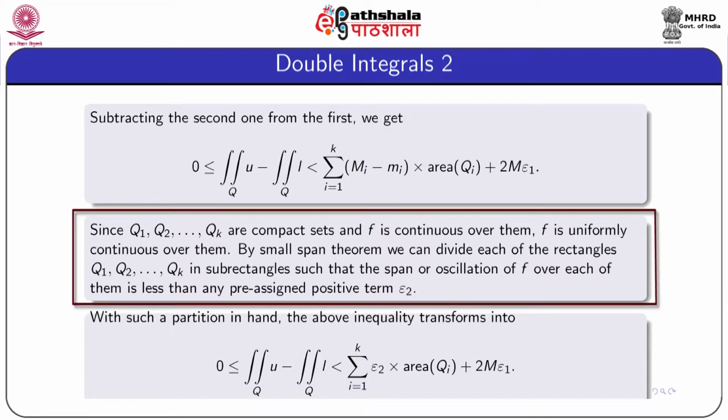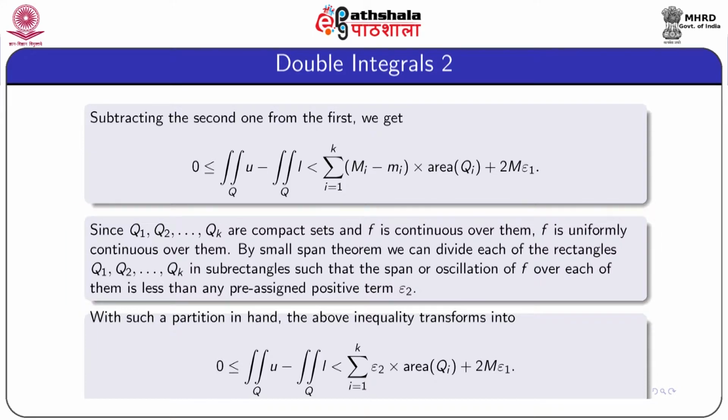Since Q1, Q2, ..., Qk are compact sets and f is continuous over them, f is uniformly continuous over them. By the small span theorem, we can divide each of the rectangles Q1, Q2, ..., Qk into subrectangles such that the span or oscillation of f over each of them is less than any pre-assigned positive number epsilon 2. With such a partition in hand, the above inequality transforms into 0 less or equal to the integral of U minus the integral of f, less than the summation from i equal 1 to k of epsilon 2 times the area of Qi plus 2M epsilon 1.